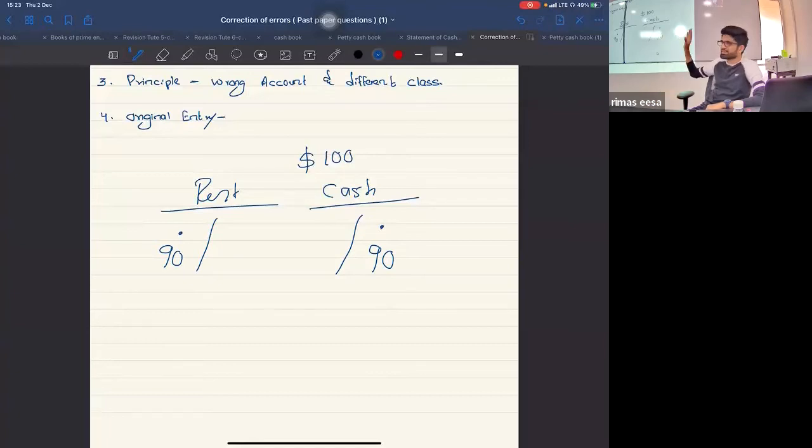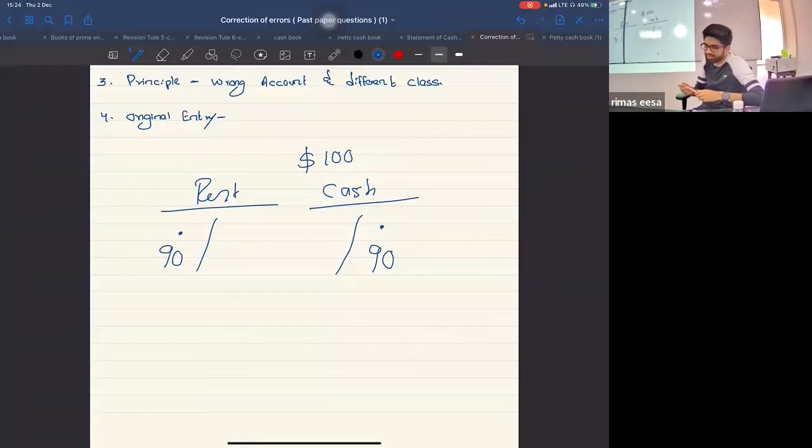Now my first question. Have you entered in the correct account? Yes. You entered in the rent account. You entered in the cash account, right? The accounts are perfect. What is the problem? The amount is wrong, right? When the amount is wrong, the name of the error is original entry. If I ask another question, will your trial balance balance? Yes. Why? You know this now. Debit and credit are equal. So always remember, whatever the error that you make, if the debit and the credit are equal, trial balance will balance.